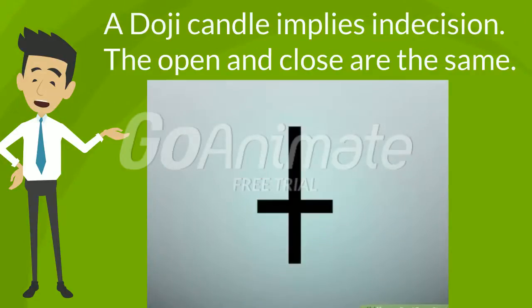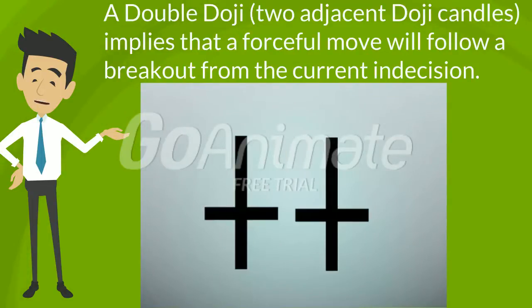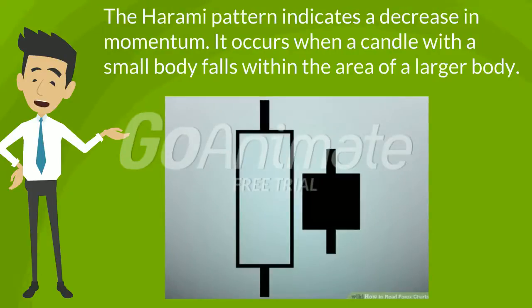A doji candle implies indecision. The open and close are the same. A double doji, 2 adjacent doji candles, implies that a forceful move will follow a breakout from the current indecision. The harami pattern indicates a decrease in momentum. It occurs when a candle with a small body falls within the area of a larger body.